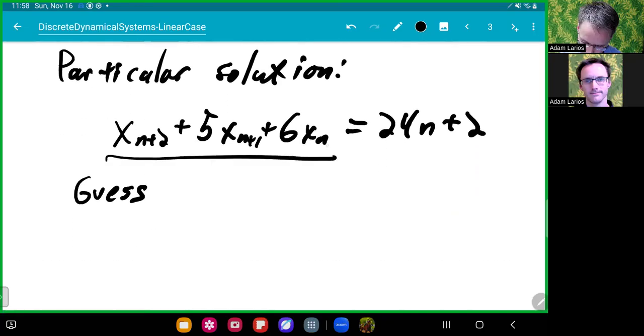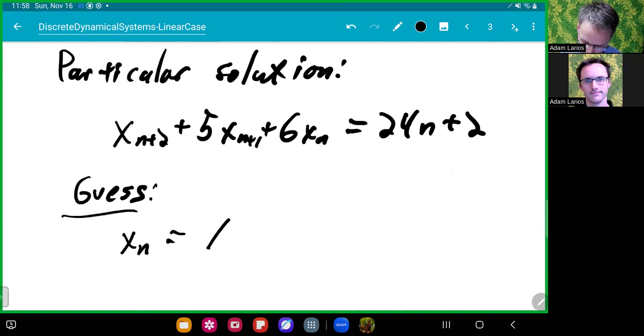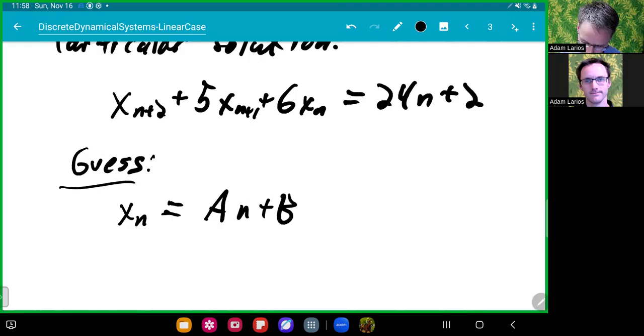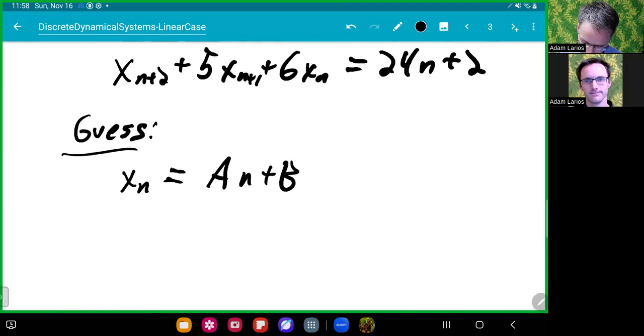On the other hand, notice if I plugged in a polynomial and did these operations, I should get out a polynomial, and moreover a polynomial probably of the same order. So let's guess that x_n is of the form an plus b, something like that. And just plugging this in, we'll see what happens.